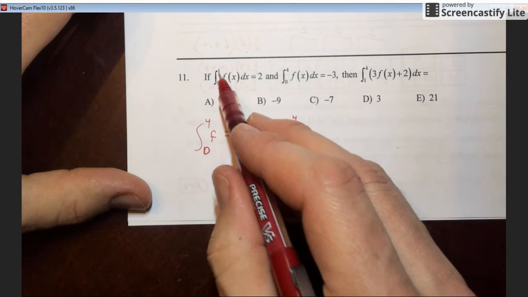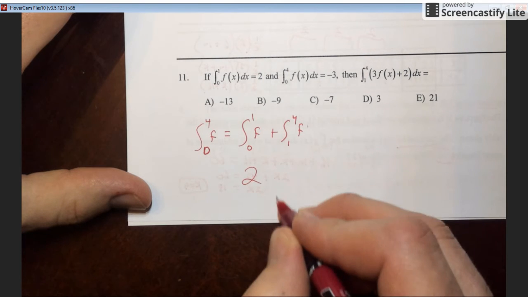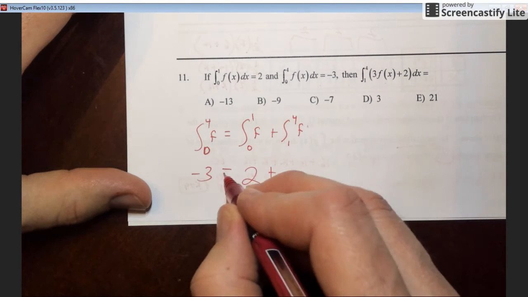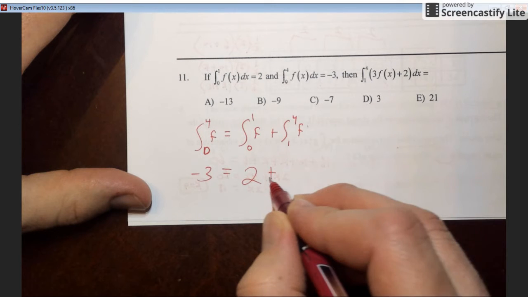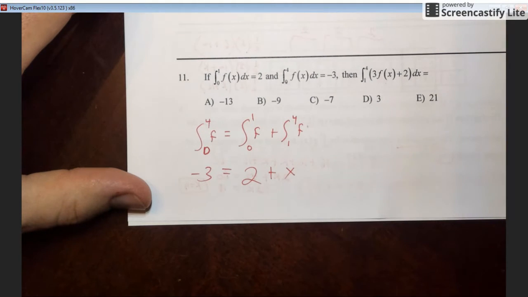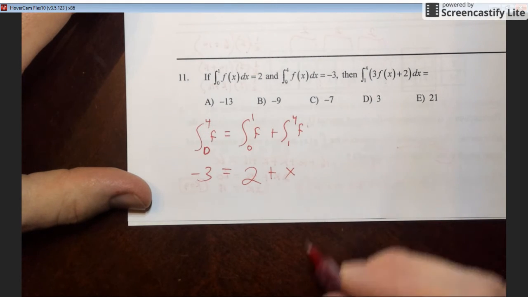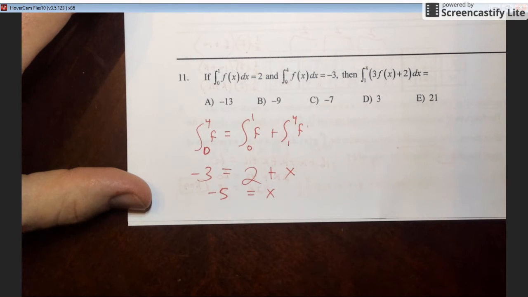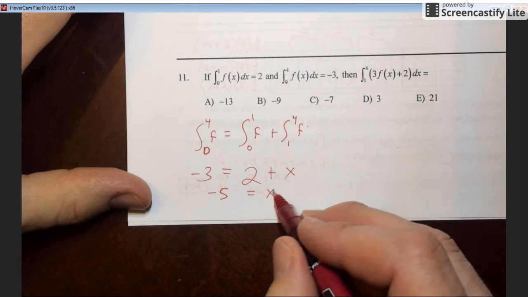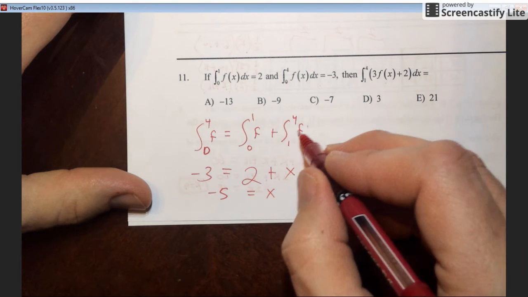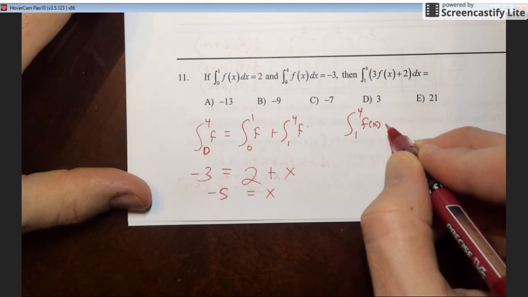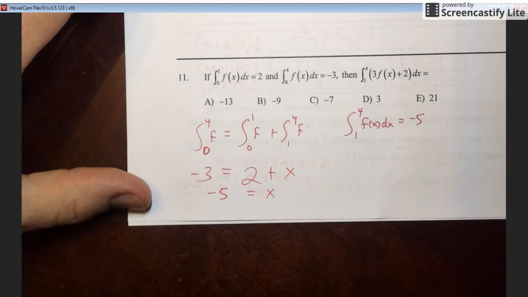So 0 to 1 of f is 2. 0 to 4 of f is negative 3. So negative 3 equals 2 plus our unknown. What does x have to be? Well, subtract 2 from both sides, and x has to be negative 5. So that means that the integral from 1 to 4 of f of x dx is equal to negative 5.